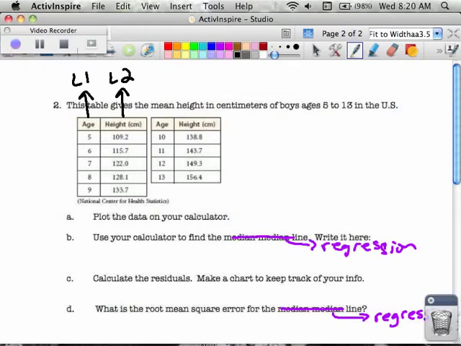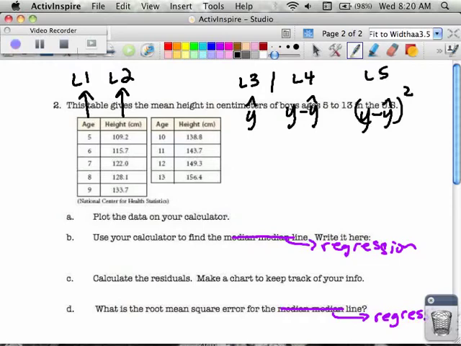So you make a chart here with, we know that the first one is the y hat, and that's in list number 3. We know the next one is y minus y hat, and that's list number 4. And we know the last one in list number 5 is y minus y hat squared. Put that in list number 5. And then you're going to have to make a chart for each of the data points.